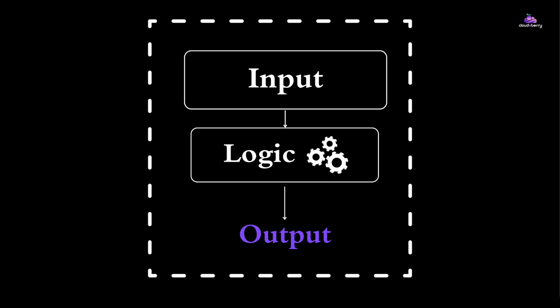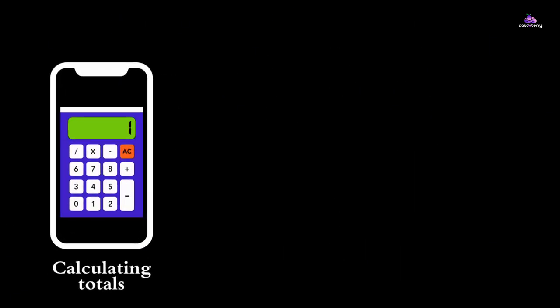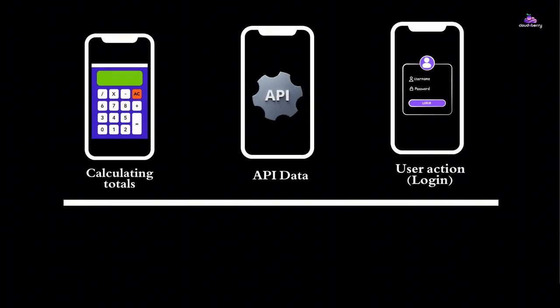This may look simple, but this is exactly how most real-world systems work. Whether it's calculating totals, transforming API data, or handling user actions, everything is just functions working together. So understanding functions is not optional, it's fundamental. Now let's move to number 2, variables.